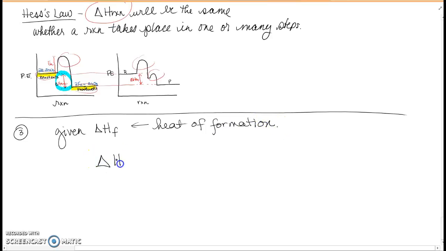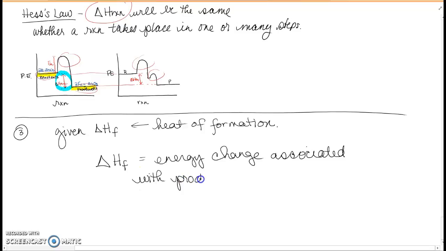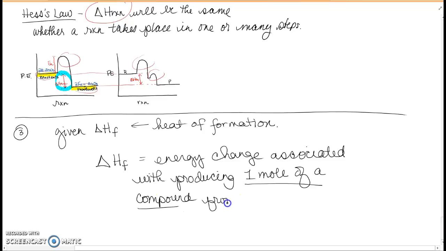Here's what delta H sub F is. Delta H sub F, the heat of formation, is the energy change that's associated with producing 1 mole of a compound, that's important, I'm going to underline that, from its elements.